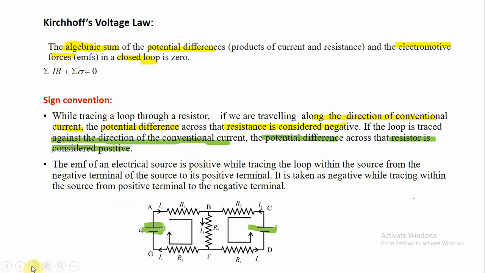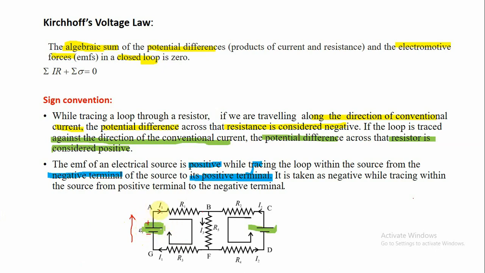So the important thing you have to note here is that the EMF of an electrical source is positive when tracing the loop within the source from the negative terminal to the positive terminal. So when I go from negative to positive, I will take positive. So you see here now, we are moving in the direction shown here. I will move like this, and this is the negative terminal and this is the positive terminal. You see, the big bar is positive, the small bar is negative, always remember.